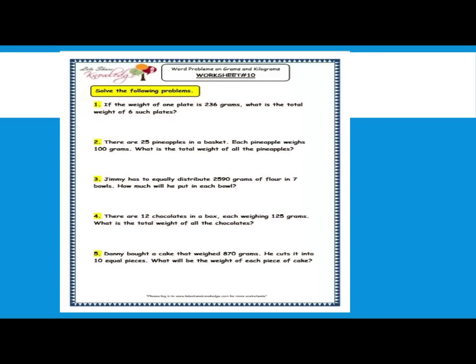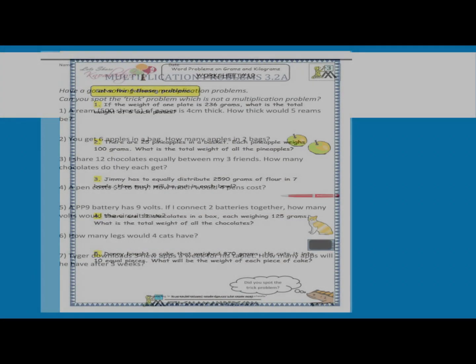Now here is a worksheet for problem sums. The first question is, if the weight of one plate is 236 gram, what is the total weight of 6 such plates? So children, read the question properly and do it. Solve it.